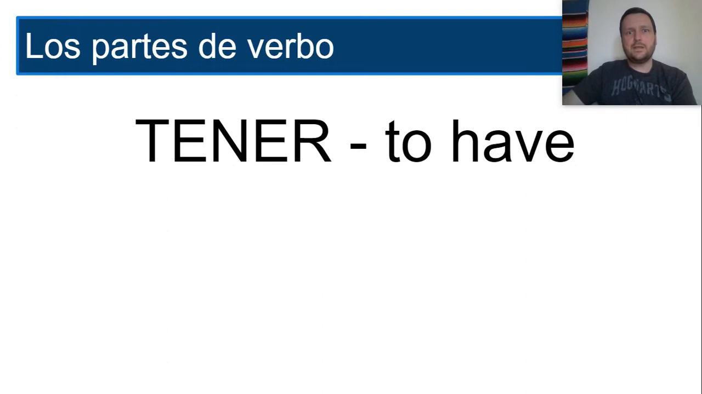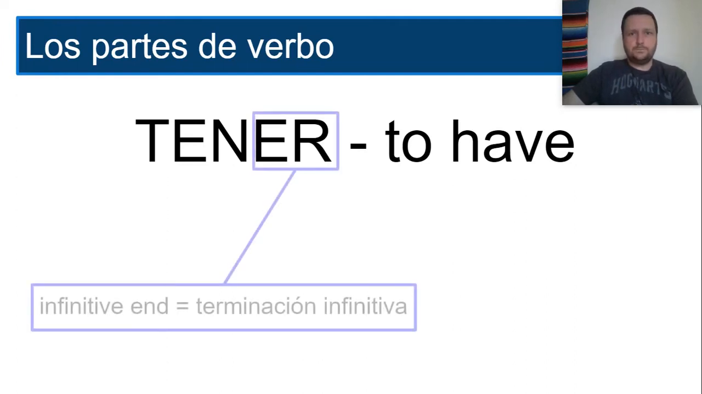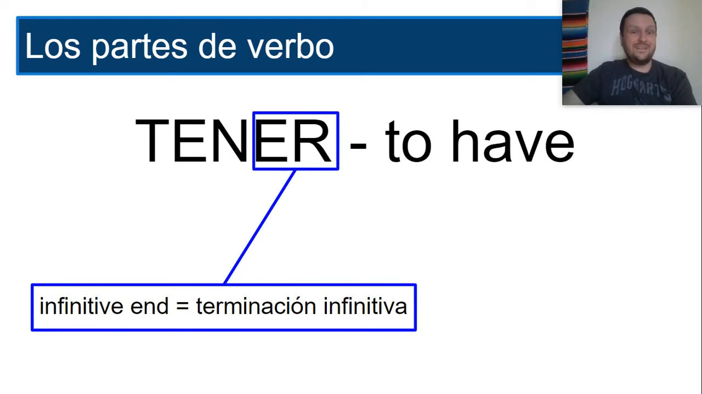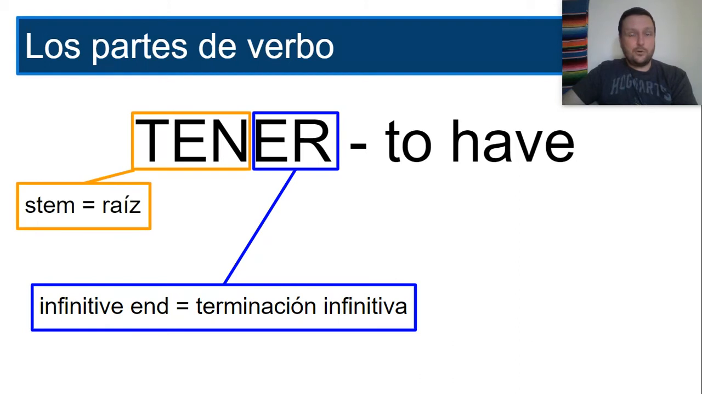Now, before we begin, let's go over some of the parts of tener. First, we have our infinitive end. It's just the end of the verb. This is what tells us what kind of ending to put on it: AR, ER, and IR. Whatever's left over in the Spanish word is called the stem. So, hence the name stem changer. We're going to make a change to that stem, which usually stays the same.